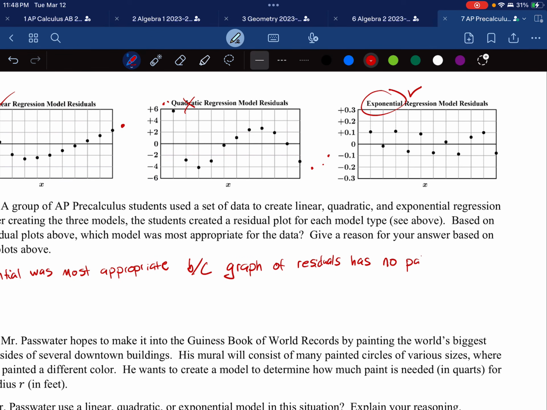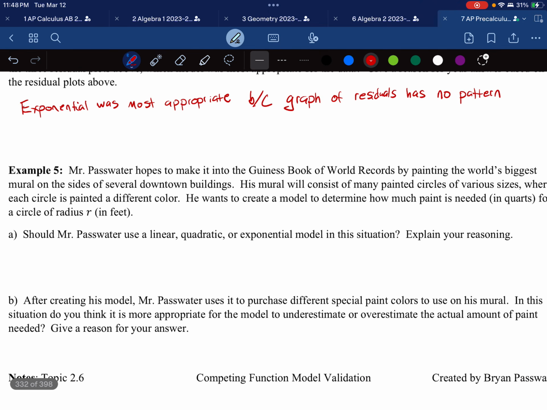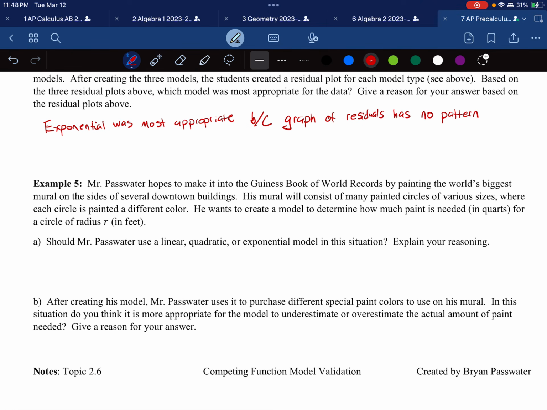Excellent. Moving on to example number 5. Bryan Passwater returns again in a new problem. Mr. Passwater hopes to make it into the Guinness Book of World Records by painting the world's biggest mural on the sides of several downtown buildings. His mural will consist of many painted circles of various sizes, where each circle is painted a different color. He wants to create a model to determine how much paint is needed in quarts for a circle of radius r. So, should Mr. Passwater use linear, quadratic, or exponential model to model the situation? Explain. So this one's kind of hard.